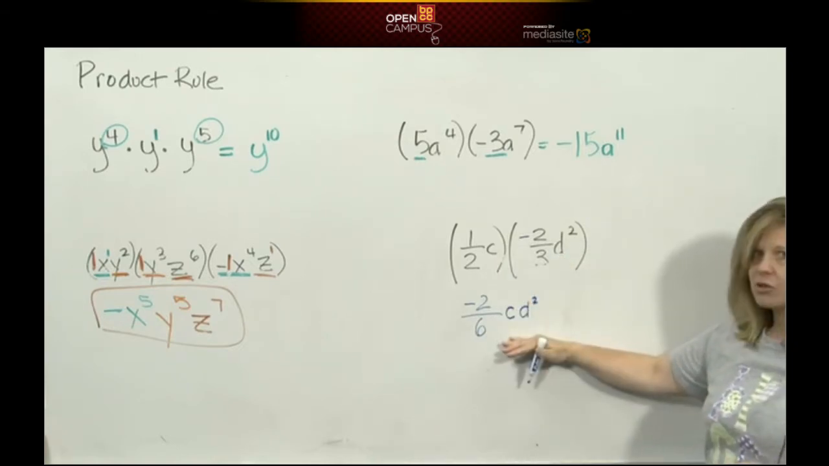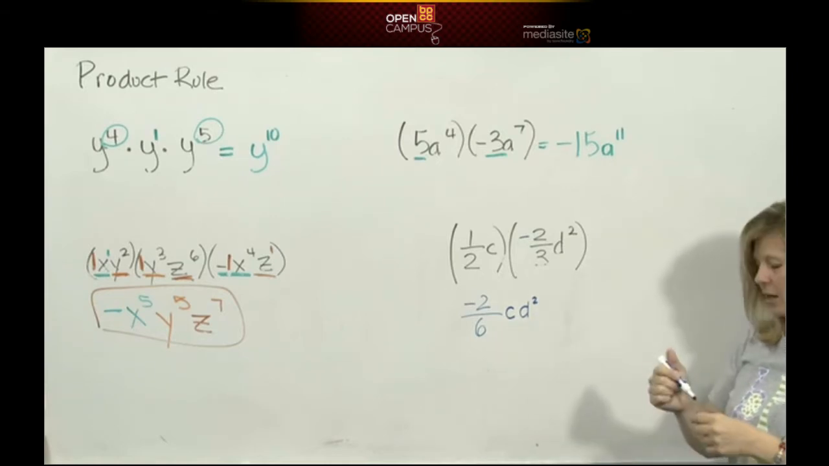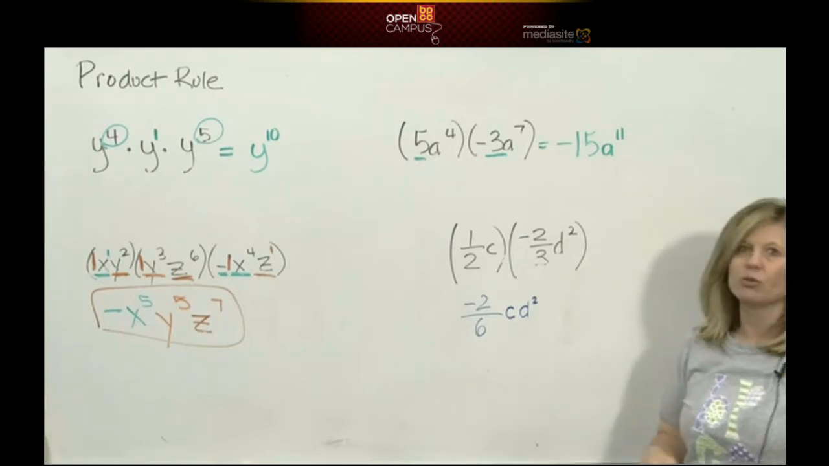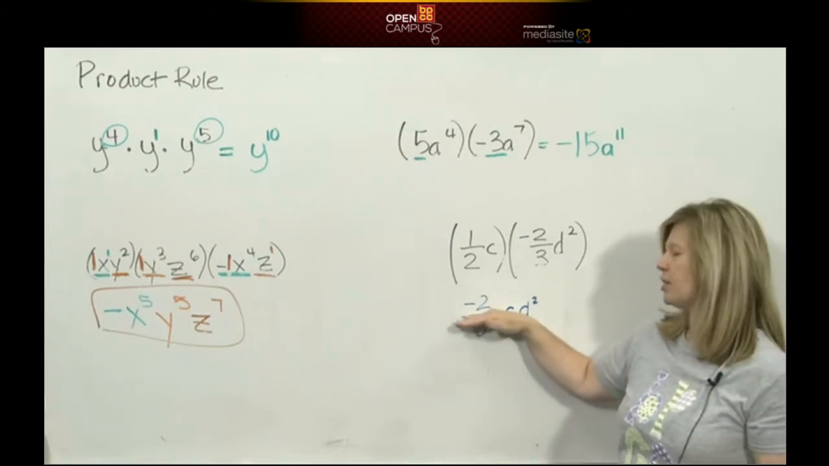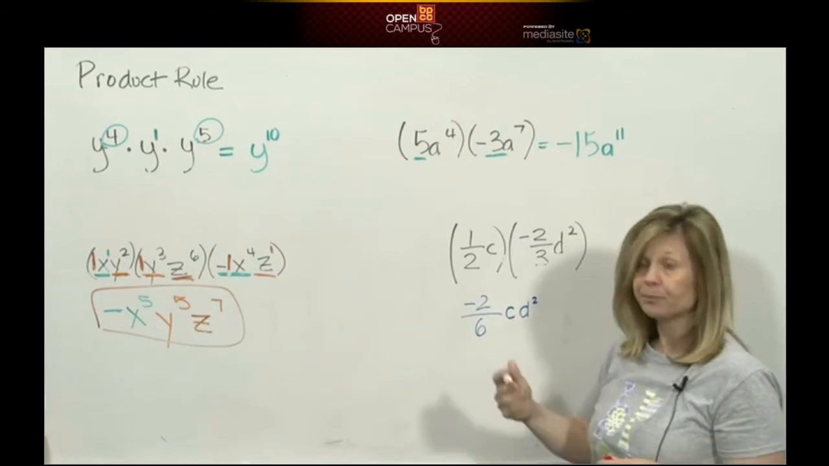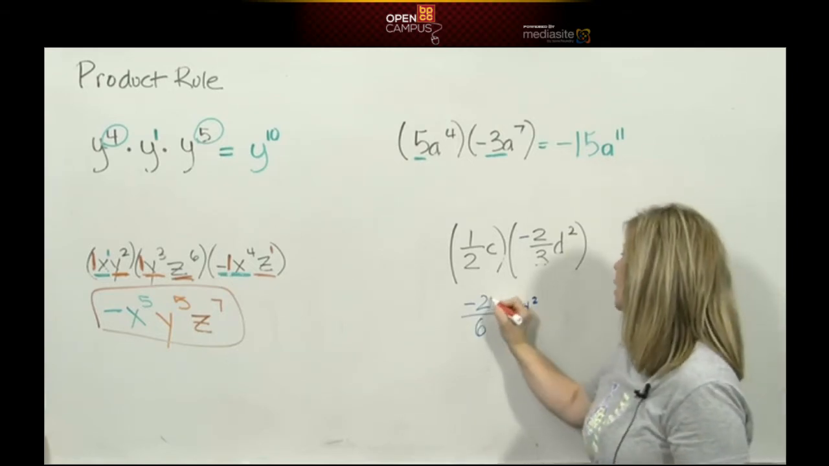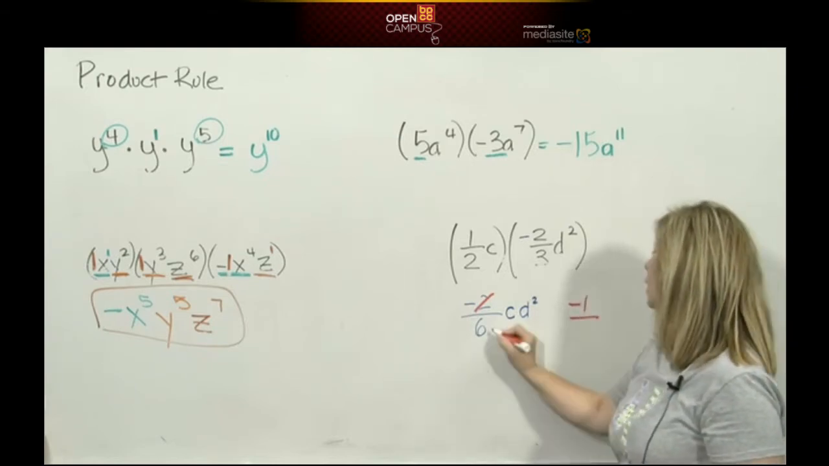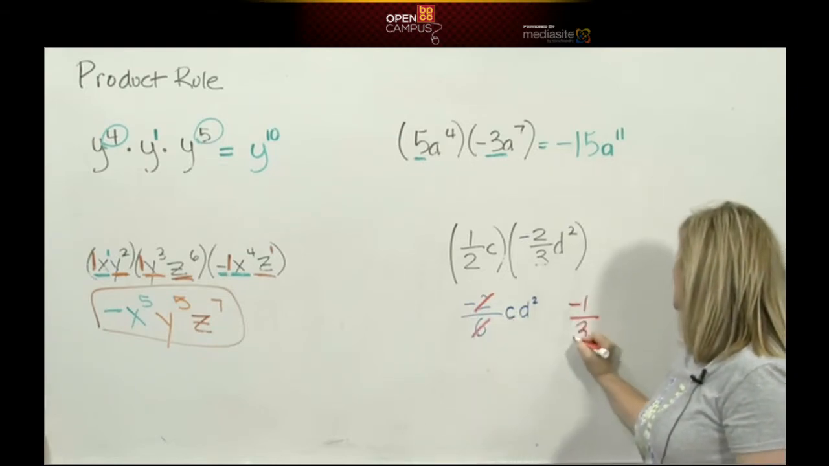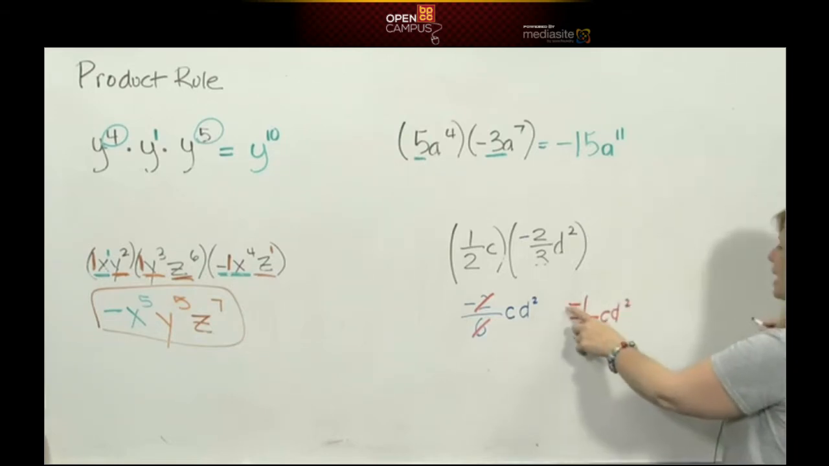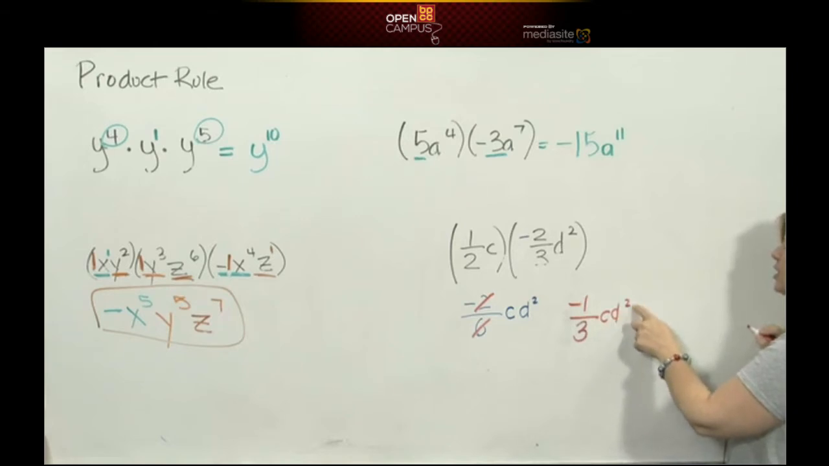Now, this answer is not acceptable. It's not simplified. You all have learned since elementary school, all fractions need to be reduced. Reduce means to do division. That's what this bar means. So what can you divide 2 and 6 by? You can divide by 2. So when you divide negative 2 by 2, you get negative 1. When you divide 6 by 2, you get 3. So one way to write this answer is to write negative 1/3 CD squared.